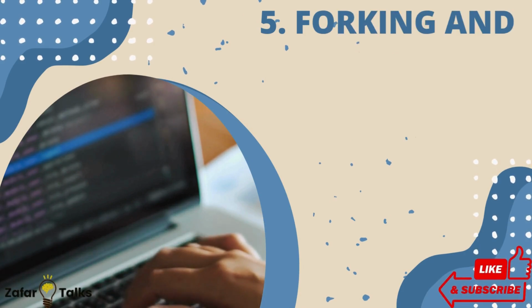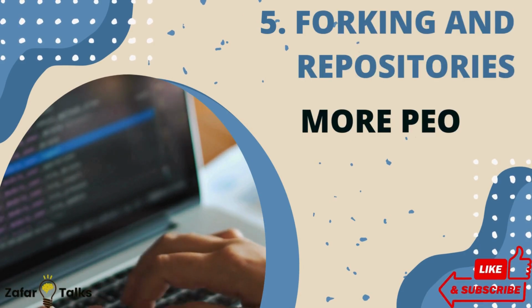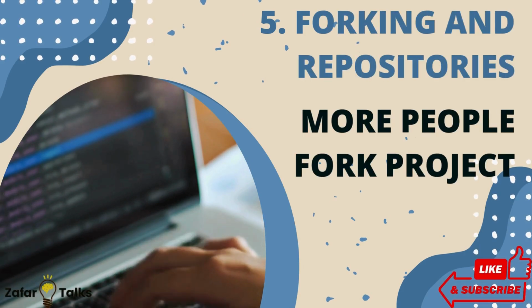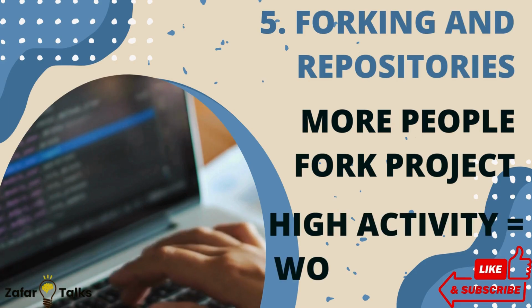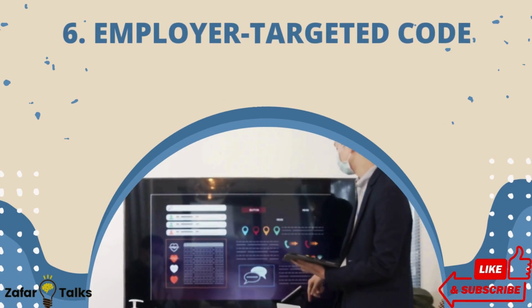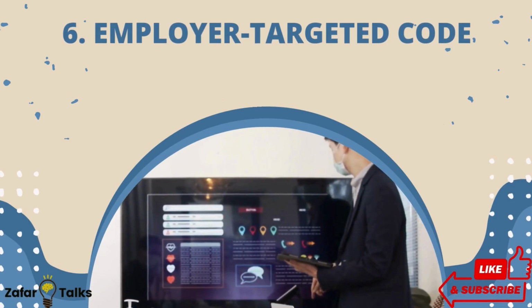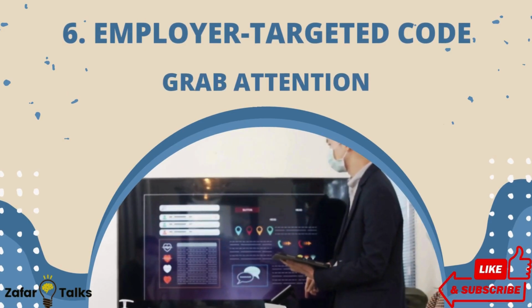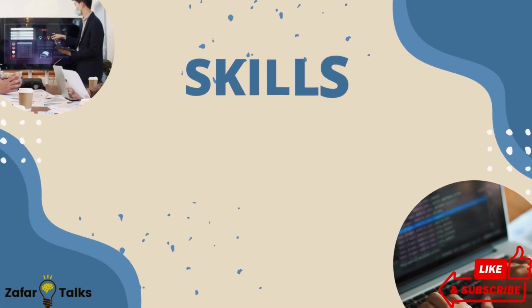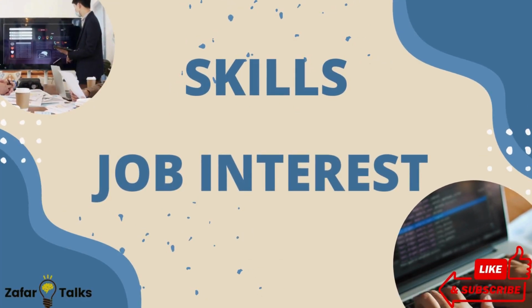Forking and repositories. The more people who fork your project, the more popular it is in the GitHub community. High activity suggests you're working on well-received projects. Employer-targeted code. Writing code relevant to a potential employer's business can grab their attention. It highlights your skills while showing your interest in the job.